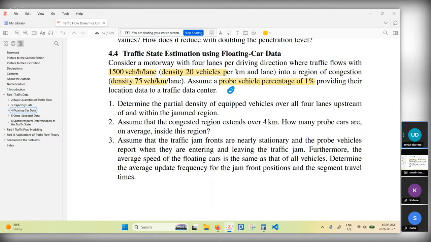So we want to find the number of vehicles in this region. If we consider the flow of 1500 vehicles per hour per lane and we multiply it with 4, that comes out to be 6,000. So we have 6,000 vehicles per hour per 4 kilometers. And we want to find the number of probe cars. We know that there are only 1% of floating cars there. So we just get 1% of 6,000. That should give us 60 vehicles. Let's see.